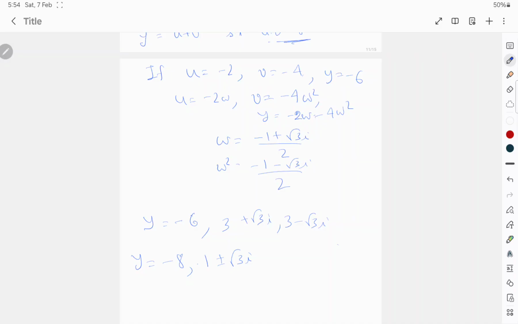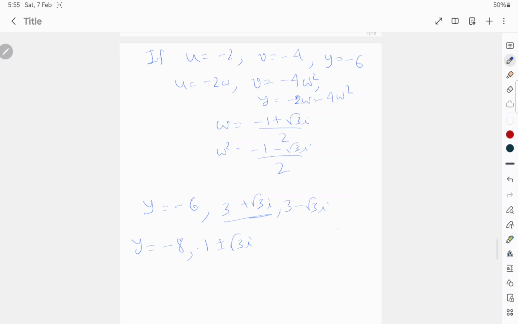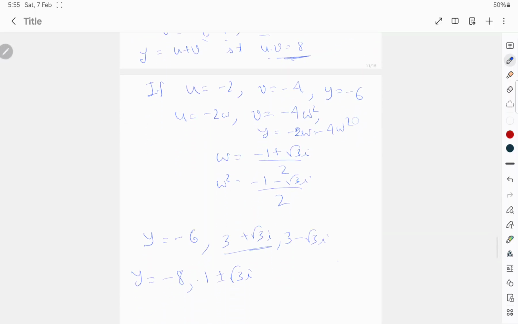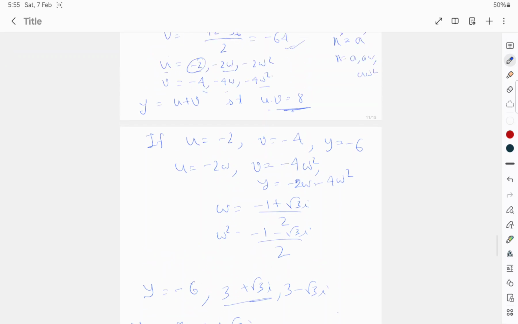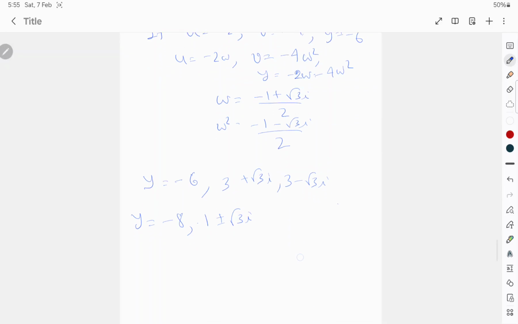If you substitute, you check yourself, you will get u plus v as this. Similarly, if you do it for the other one, u is equal to minus 2 omega square, and correspondingly v will be minus 4 omega. For this one you will get this. Actually if you get one of these, the other one will be its conjugate, so you can do it in this way, no issue.